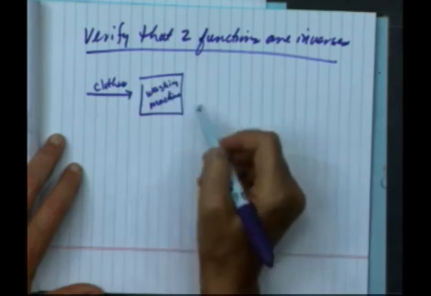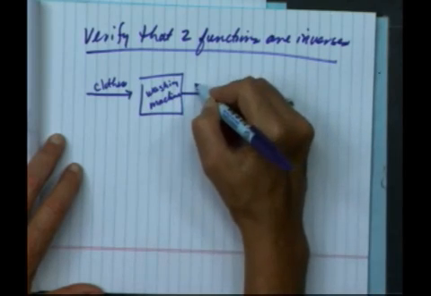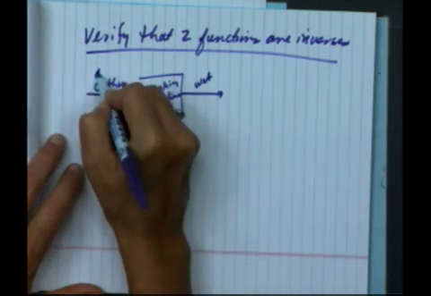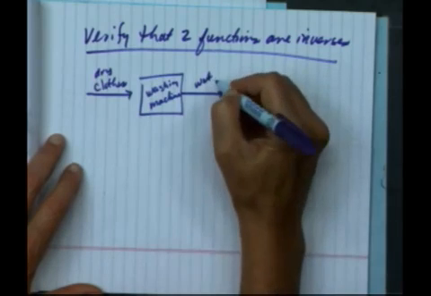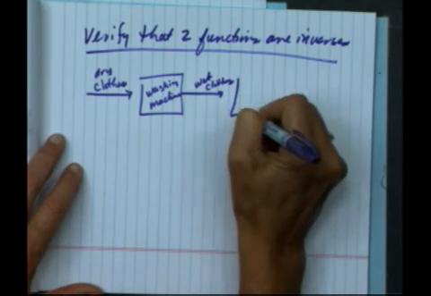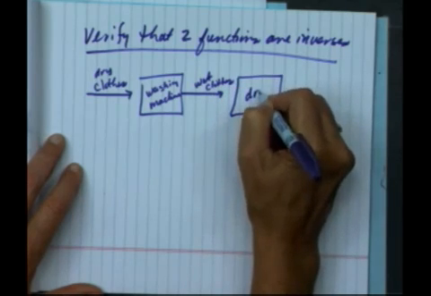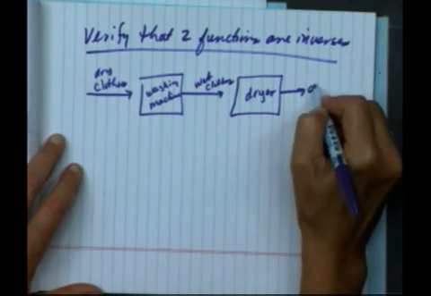Okay. When the clothes come out of the washing machine, we have wet clothes. There were dry clothes that went in. Dry clothes go into a washing machine, wet clothes go into a dryer, and out on the outside, we're going to get dry clothes.